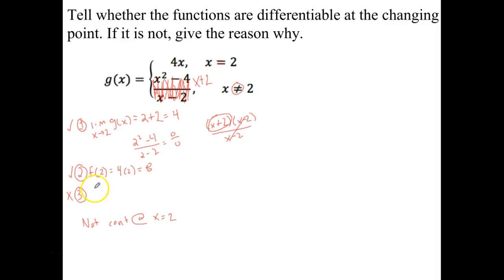Now, you got to write it out correctly. Why is it not continuous? The limit as x approaches 2 of our function g of x does not equal g of 2. I just realized I did this as f of 2. It should have been g of 2. Does not equal g of 2. The limit doesn't equal the point. Not continuous. Therefore, not differentiable at x equals 2 either. Yeah? Because if it's not continuous, it's not differentiable. There we go. That's everything.